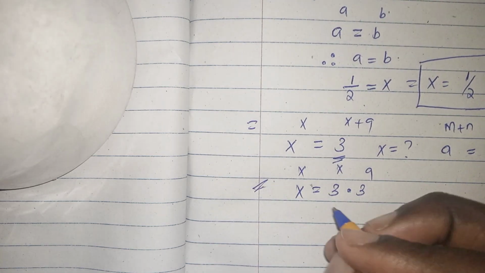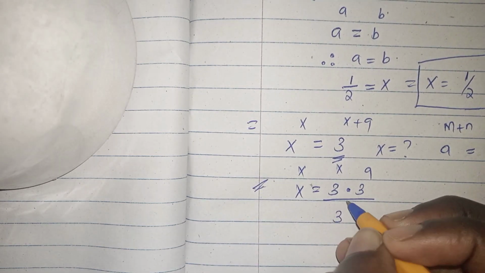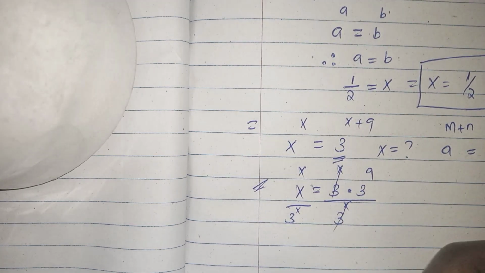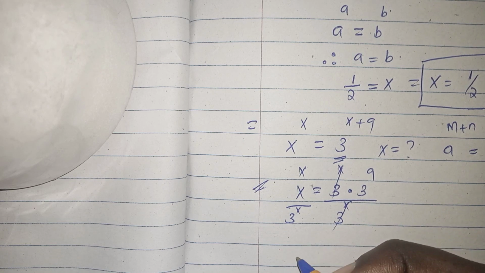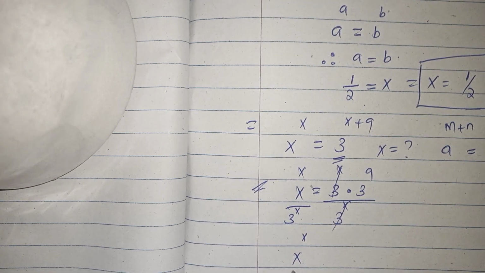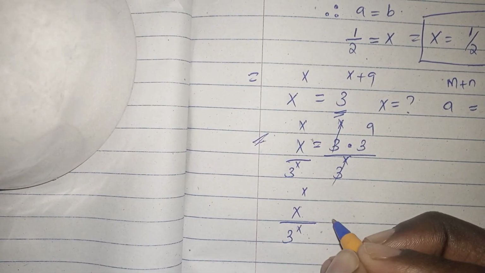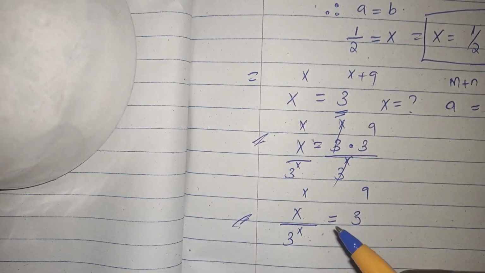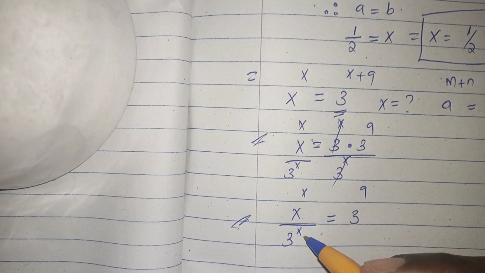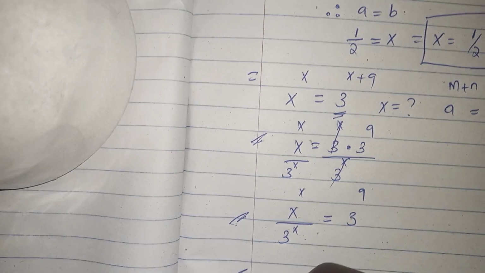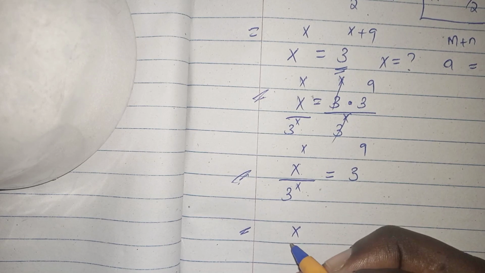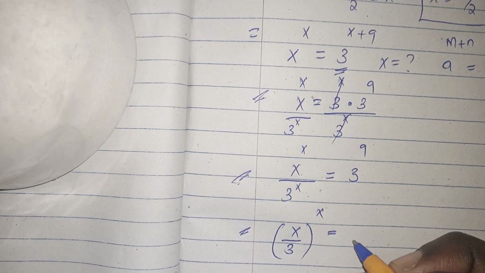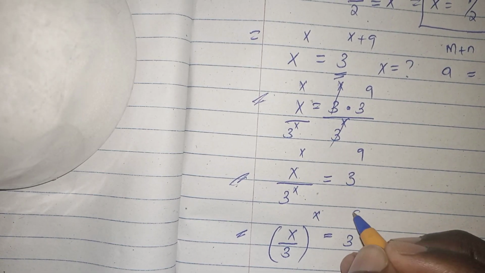So in our next step is to divide both sides by 3^x. So this and this cancel and we are left with x^x over 3^x = 3^9. Okay, so you can see our exponents here are the same. So according to one rule of indices, we can write this as (x/3)^x = 3^9.